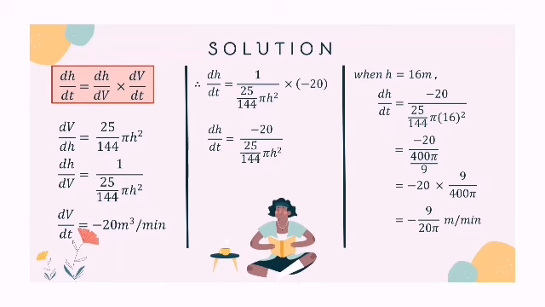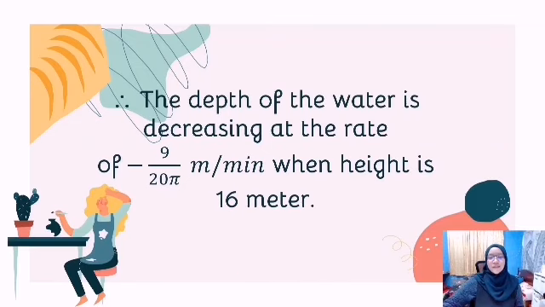Next step, dh over dt when h is 16 meter. We have to substitute h with 16 meter. Now we got dh over dt when h is 16 meter is negative 9/20 pi meter per minute. So I can conclude here, the depth of the water is decreasing at the rate of negative 9/20 pi meter per minute when height is 16 meter.